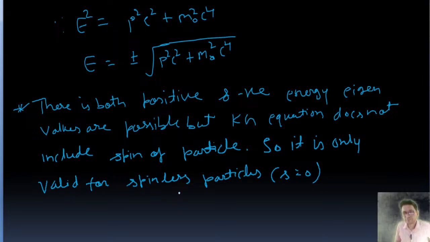Okay, so you can see both positive and negative values of eigenvalues, right? So the KG equation does not include the spin of the particle. It is only valid for particles whose spin is 0. Okay, next is Dirac hole theory, guys.